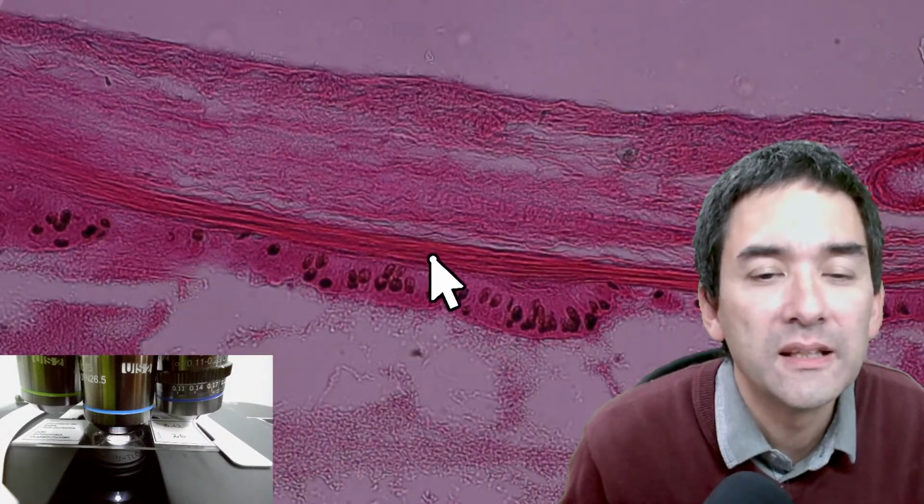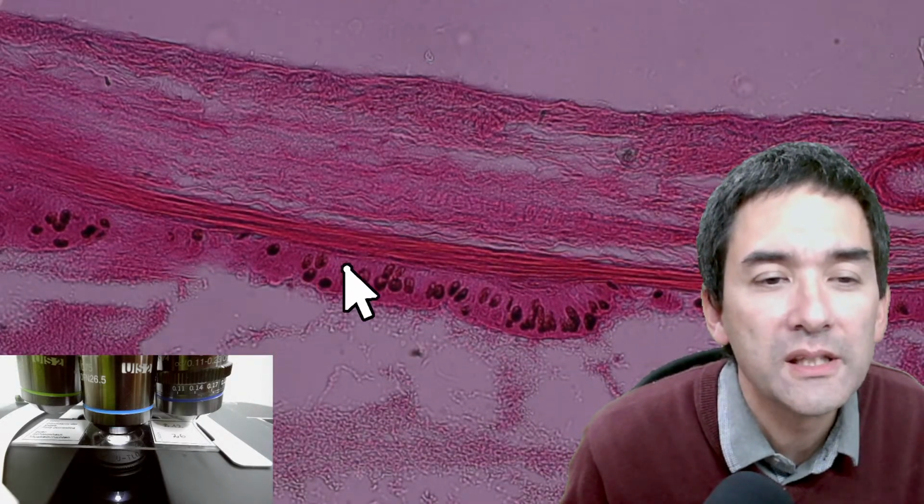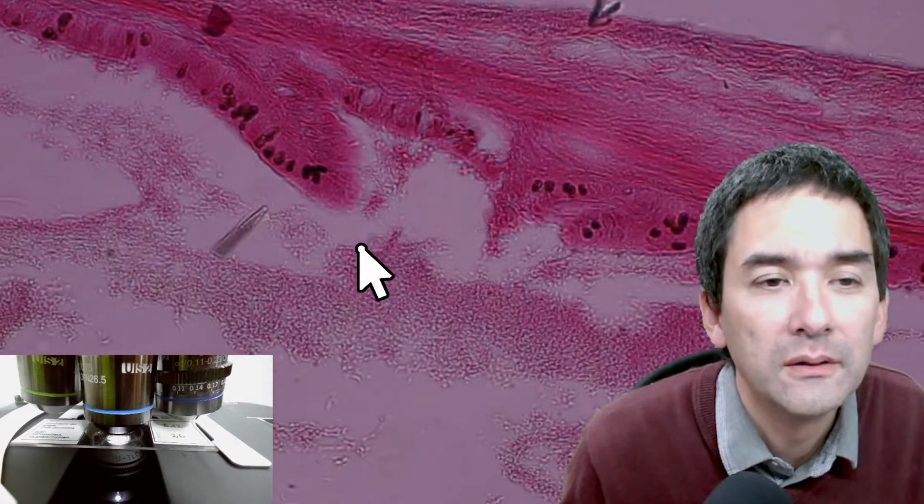You must have used again a stain that stains the DNA so that the nuclei are more visible.